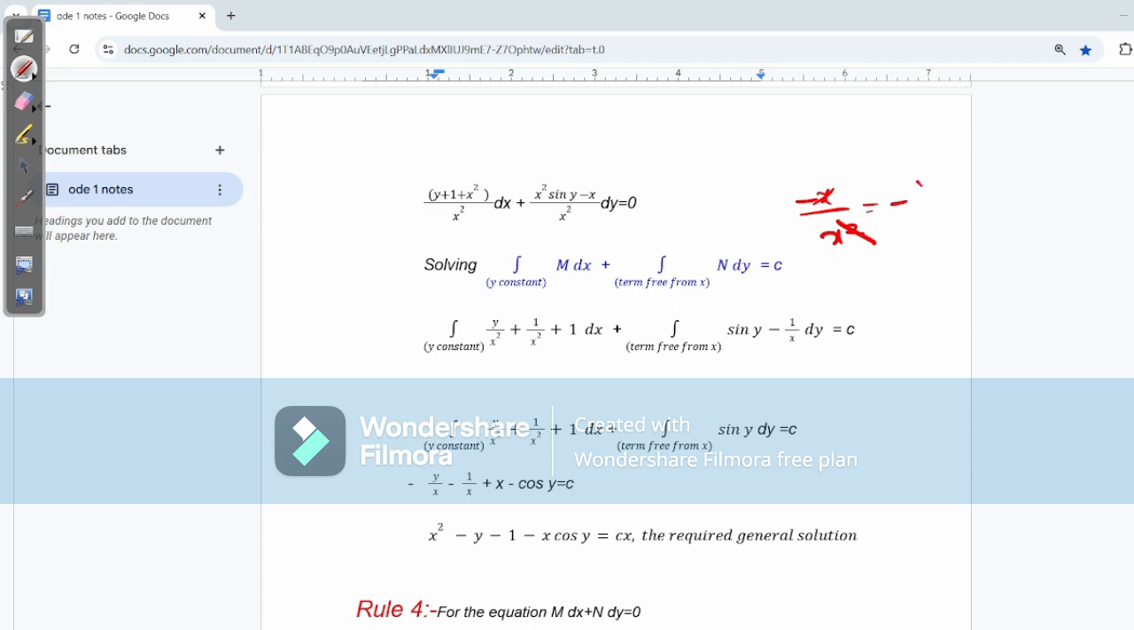So when this value becomes 1 by x, when integrating, this value becomes 0 here. Now this value is 0, so we should take only the sin y value. So y by x square becomes minus y by x, 1 by x square becomes minus 1 by x plus x, and the integration of sin y is minus cos y equals c. This is the required general solution which has been formed here.